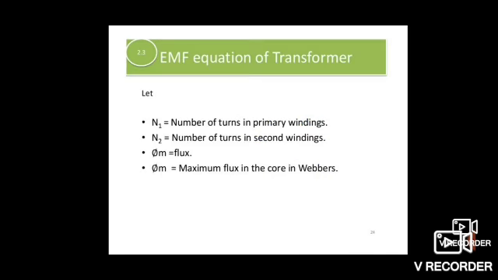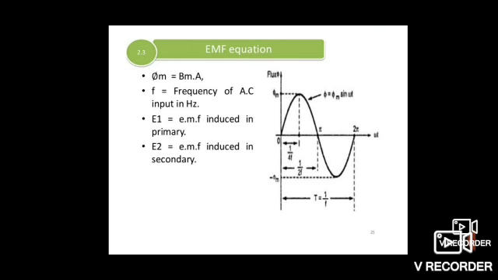Let us consider N1 is the number of turns in the primary winding, N2 is the number of turns in the secondary winding, and phi m is the maximum flux in the core in Webers. According to the formula, B is equal to phi by A, therefore phi m is equal to Bm into A. Phi is flux, B is flux density and A is the area of the core. Phi is equal to phi m sin omega t. F is the frequency of the AC input in hertz.